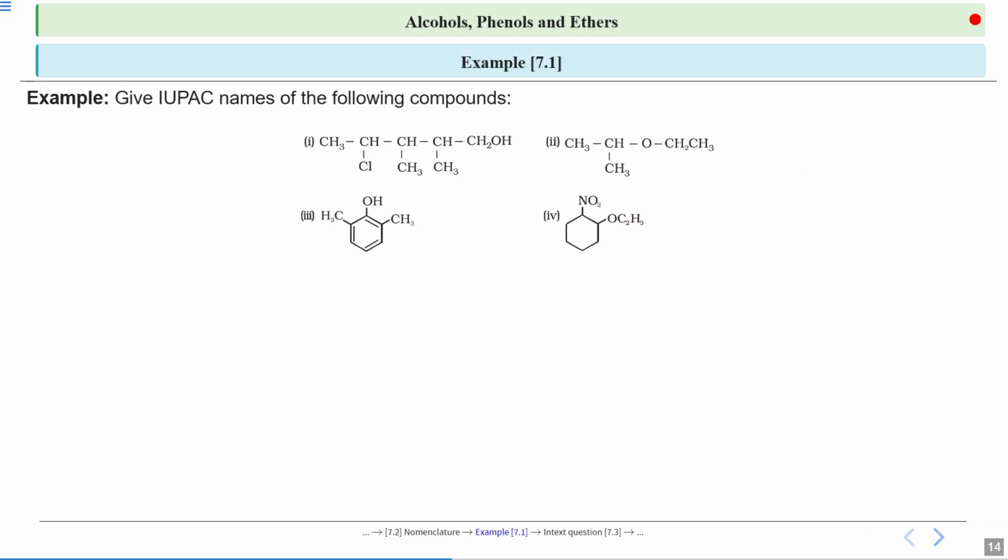Let's solve an example. Give the IUPAC names of the following compounds. This is example 7.1, having 4 parts, and each part contains a structure or a compound. You have to name them as per the IUPAC nomenclature. You have to give the IUPAC names of these compounds.